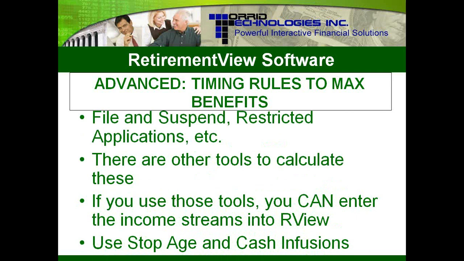File and suspend, one does a restricted application. There's all these techniques, like the main breadwinner files but immediately suspends it, but that allows the spouse to apply to receive her spousal benefit, and then after a few years she collects her benefit on her own work record. So there's all different types of techniques, and they calculate all the different combinations to see which one will max out your benefits. So there's other software programs that do those calculations.